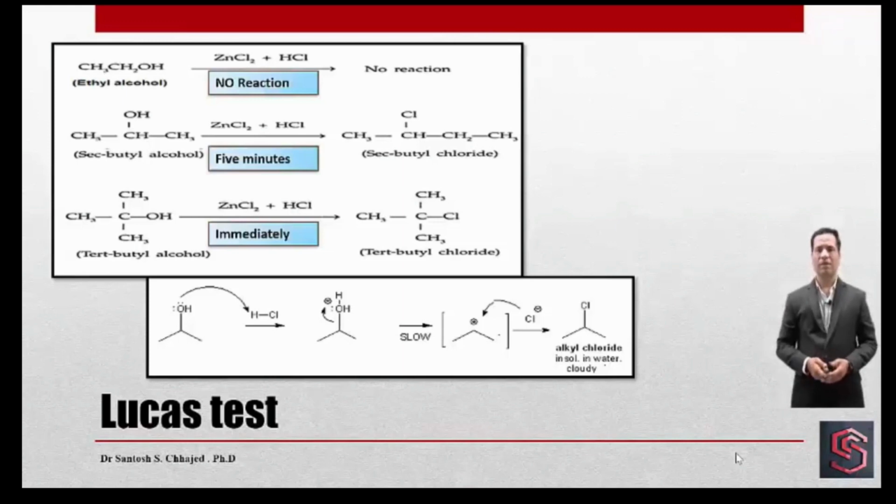The carbocation, we know, is electron deficient, and the chloride ion which is formed in the beginning is rich in electrons, so chlorine will donate its electrons to the electron deficient carbocation to form alkyl halide as a product. And we learned how this Lucas test is useful in differentiating between primary, secondary and tertiary alcohol.